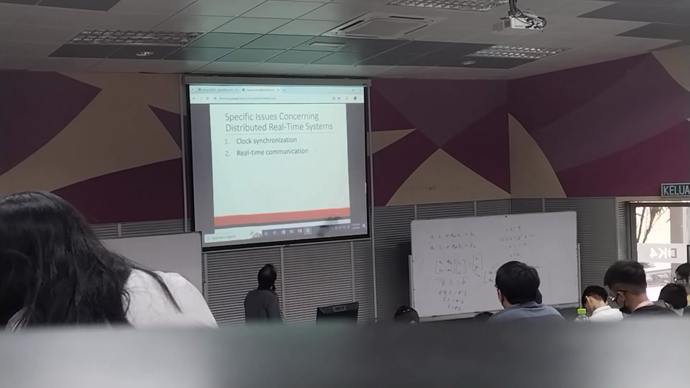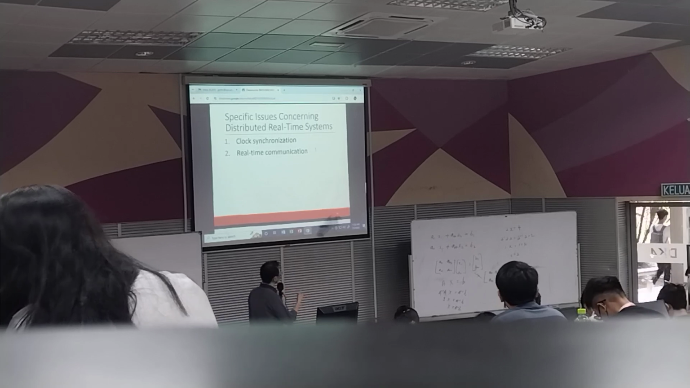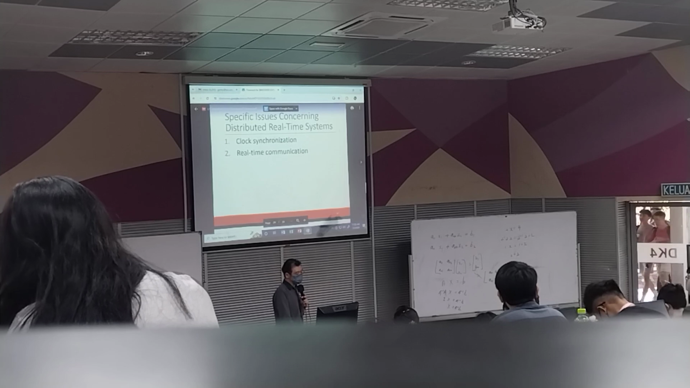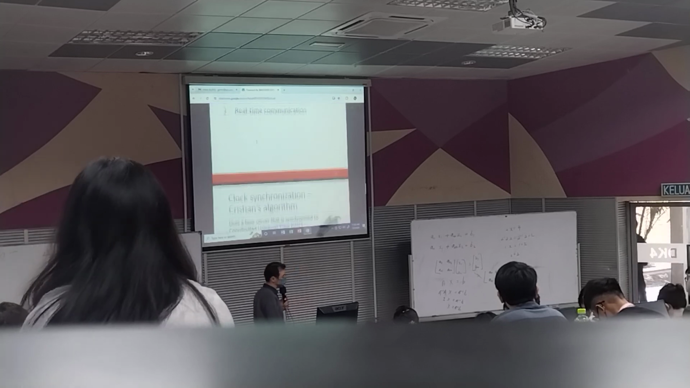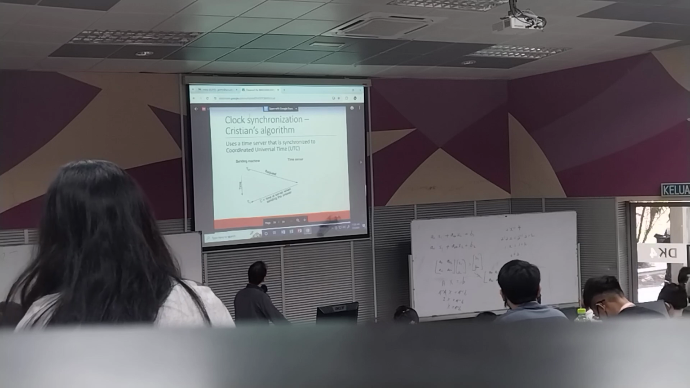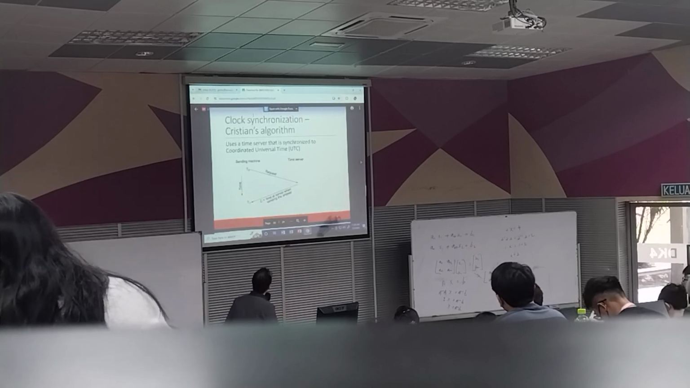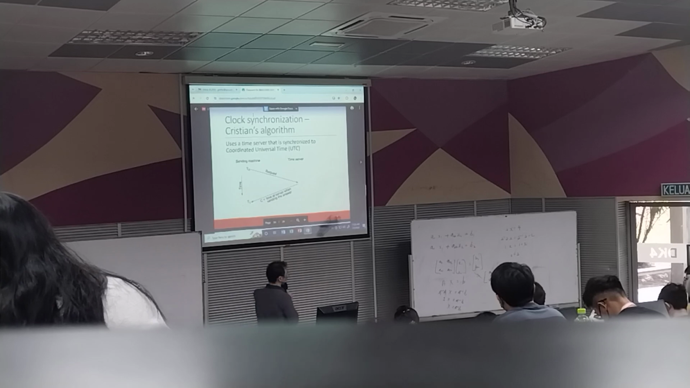So specific issues with the distributed real-time system, like I mentioned to you, it has its own clock. We have to synchronize the clock. Okay. So in real-time communication, we have the clock that needs to be synchronized, and we have several algorithms to solve this. And 2 algorithms we're going to discuss here.